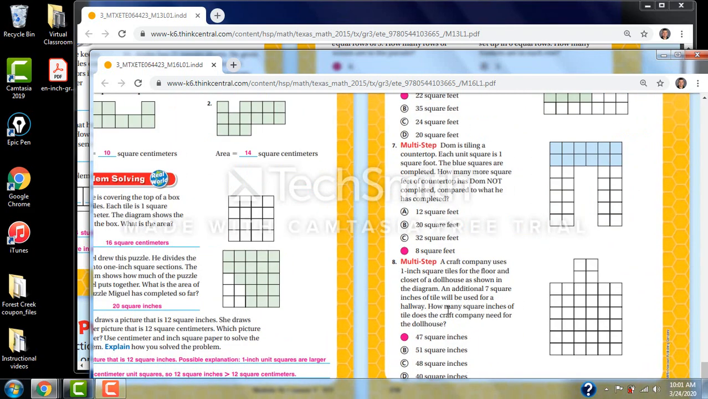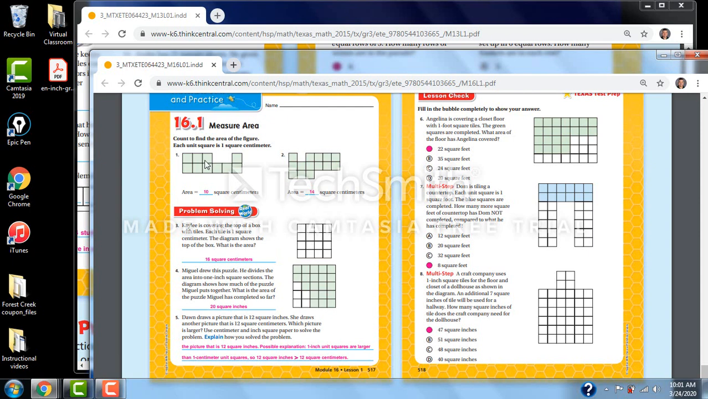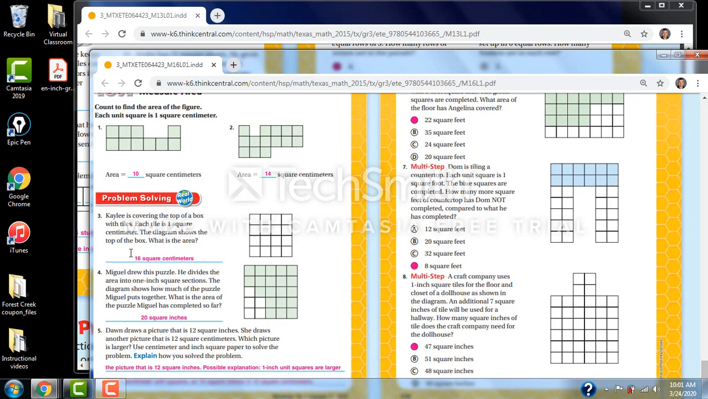Here's your homework assignment. I'm going to make it smaller for you. Again, we're counting the square units. If you count the total of these, there's our 10. Total here are 10. It's pretty simple.